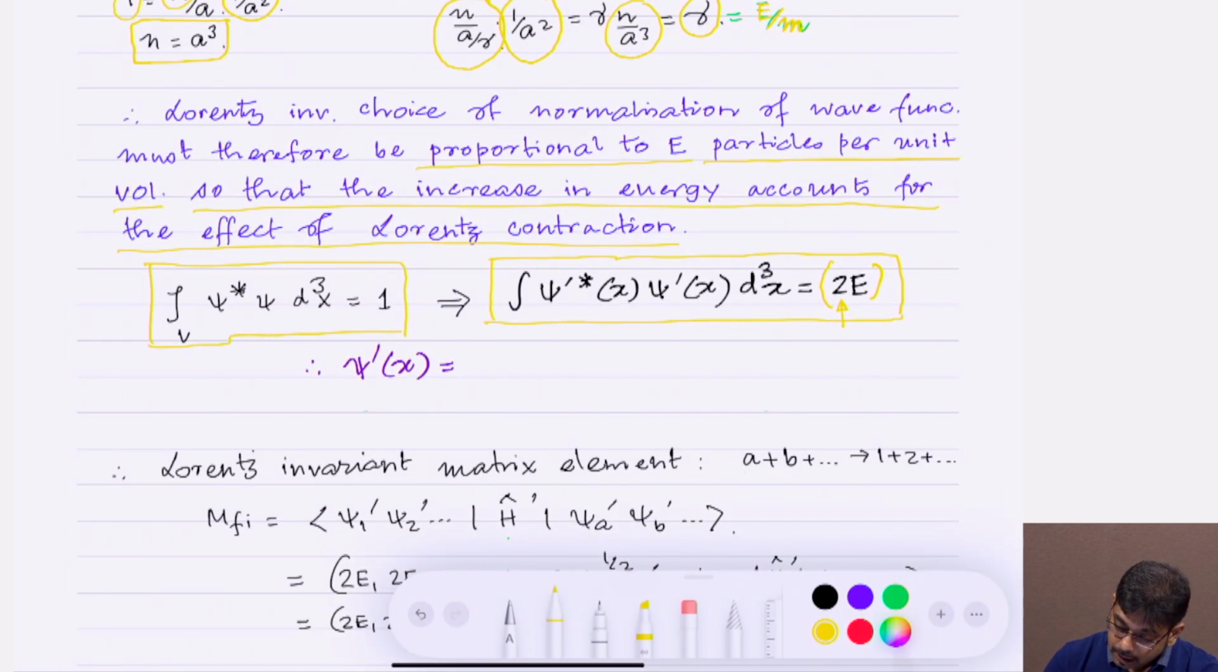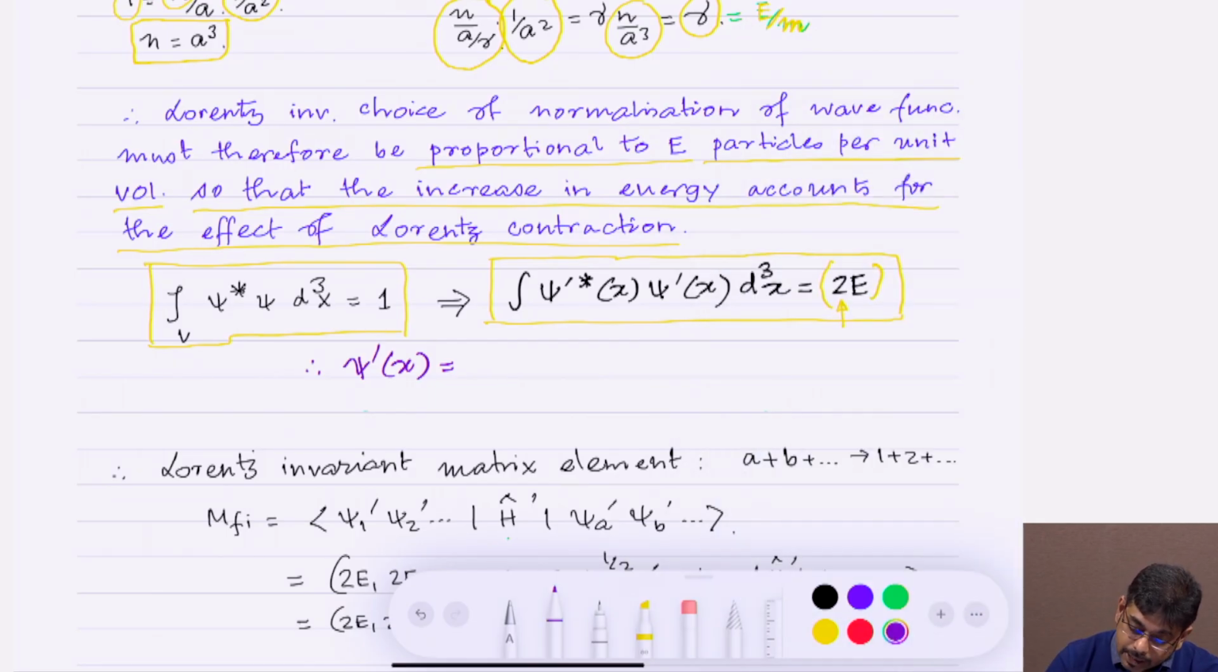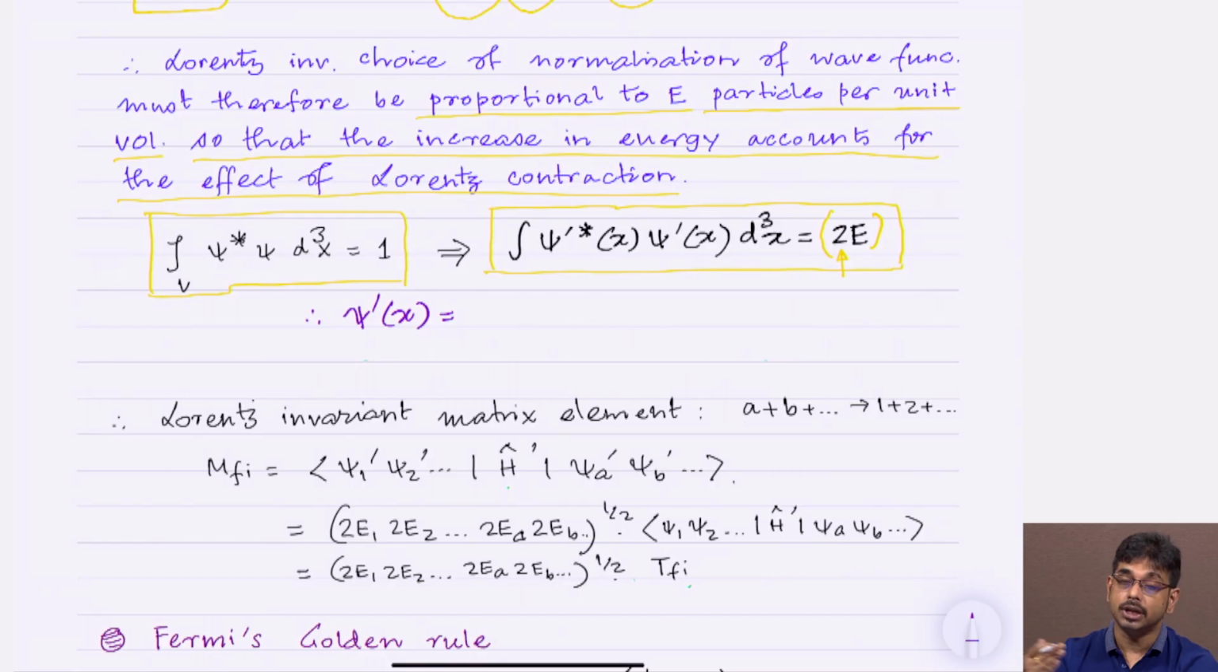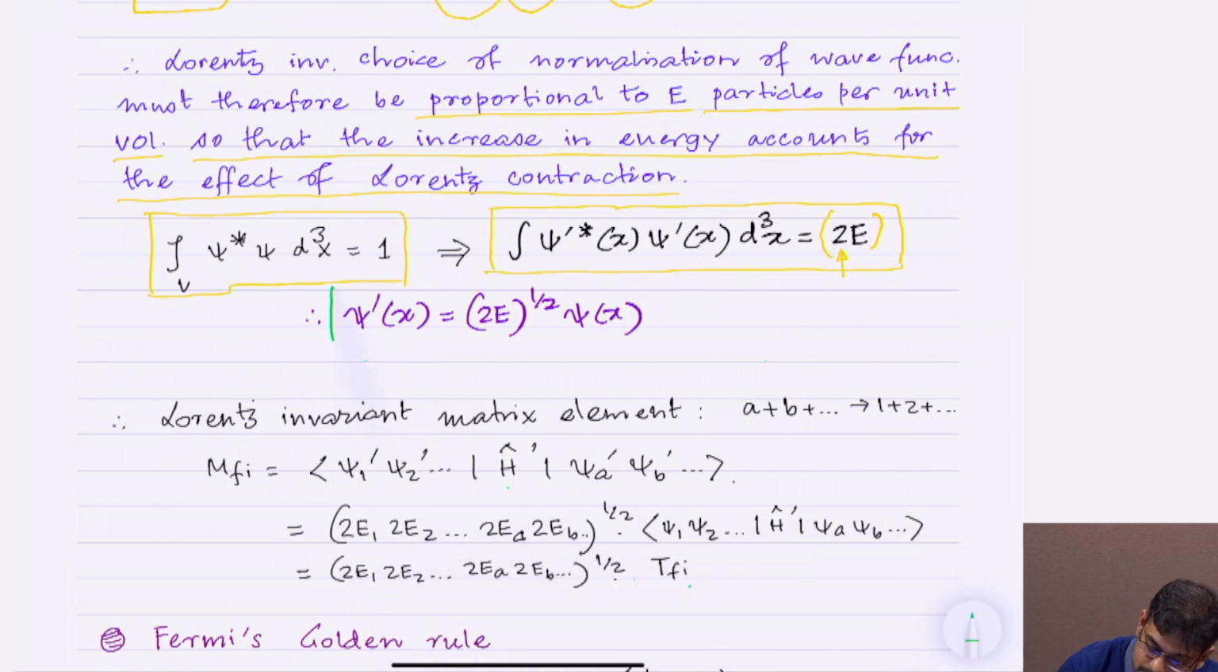So, now if I ask you how the relativistic wave function is related to the non-relativistic wave function, you say that this is very trivial. This psi prime x, which I defined right here, must be equal to (2E) whole to the power half into psi x, correct, where psi x defines the wave function in the non-relativistic case. So, this is the definition that we have.